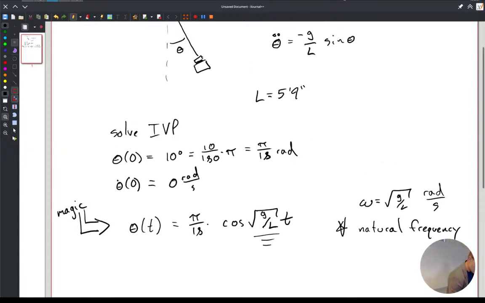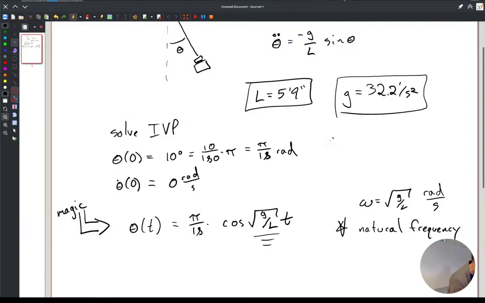So if our length is 5.9 and g, since I'm using feet, say that it's 32.2 feet per second squared, how many radians per second is our natural frequency there? That one's not a trick question. It's just straight up. We've got to do division and square rooting. So figure that out, and I'll figure out something here.